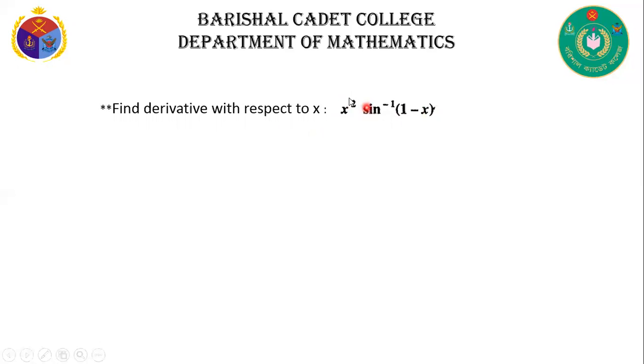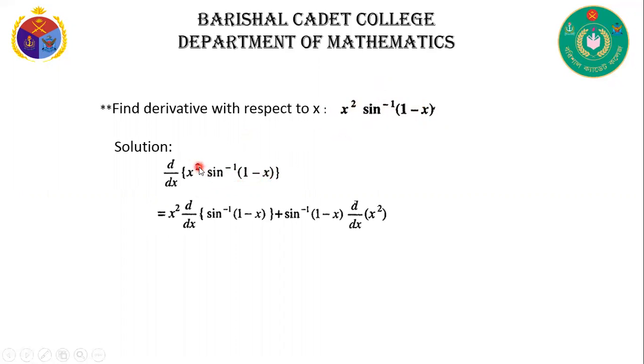Here applying the UV formula. Here u means x square and v means sin inverse (1 minus x), because here given two functions. Now solution. d by dx of x square sin inverse (1 minus x). Now we know the formula d by dx of uv, that means u d by dx v plus v d by dx u. Applying this formula here, then we can write x square d by dx sin inverse (1 minus x) plus sin inverse (1 minus x) d by dx x square.